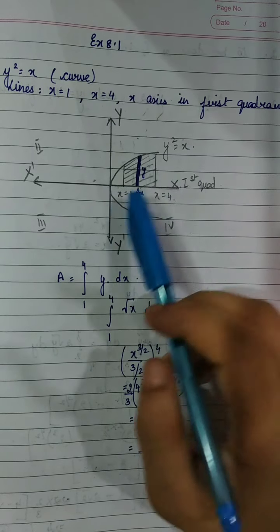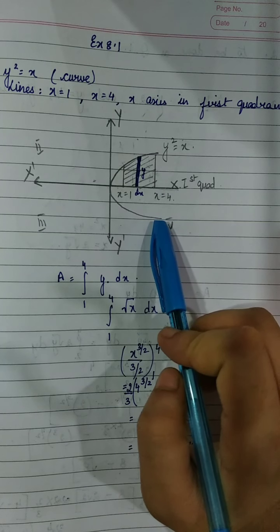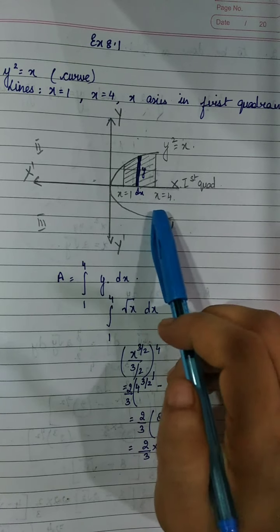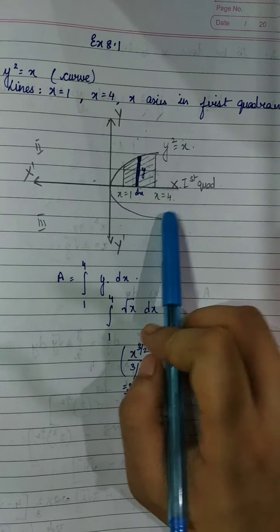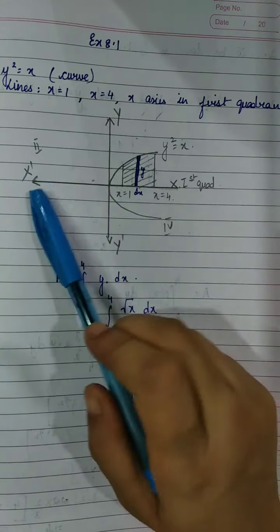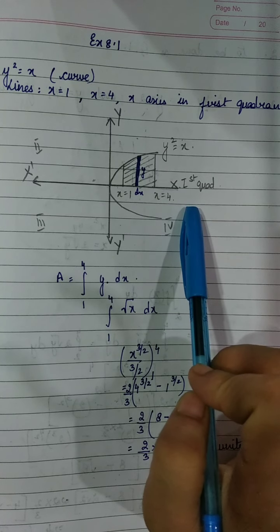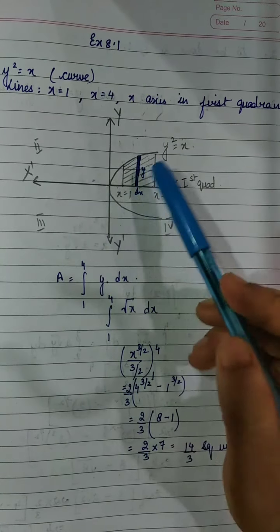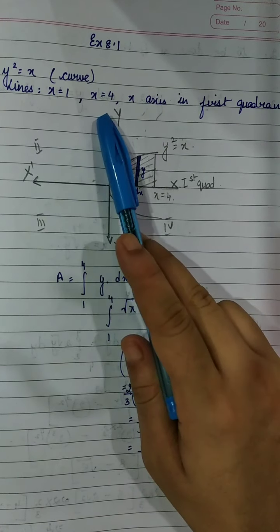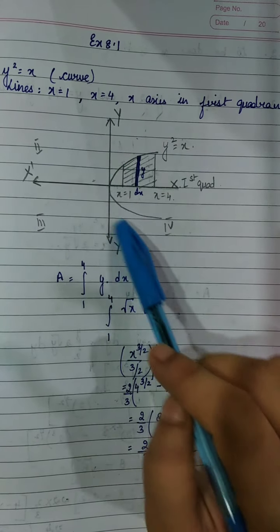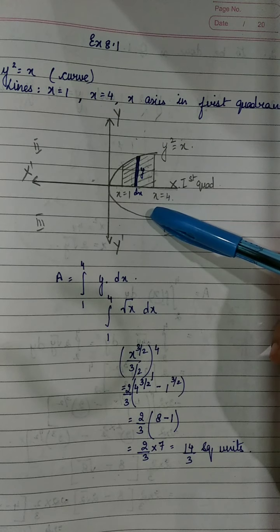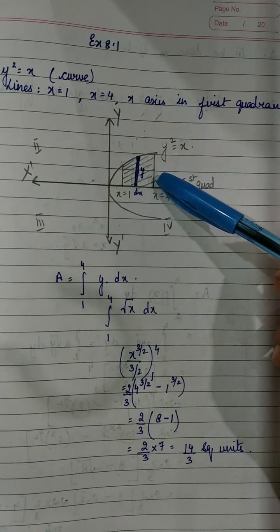You have to give a graphical representation, because without that it's very difficult to find out which area we are talking about here, right? So I have divided this plane into 4 quadrants with the help of the x-axis and the y-axis. We know that y square is equal to x is the equation of a parabola, right? x is equal to 1 and x is equal to 4 will be 2 lines like this, right?